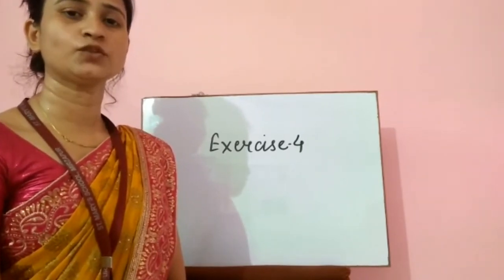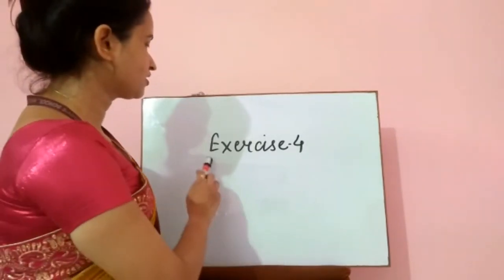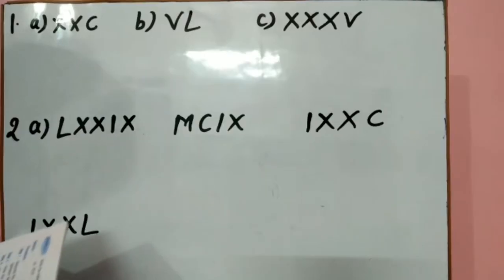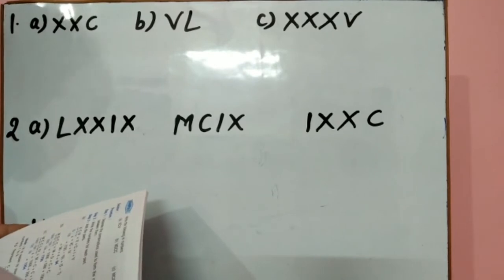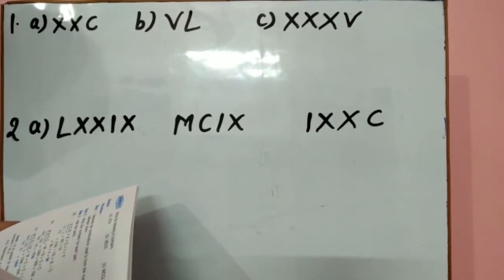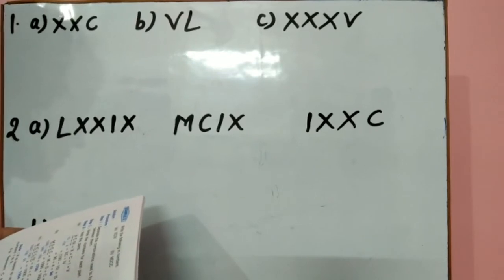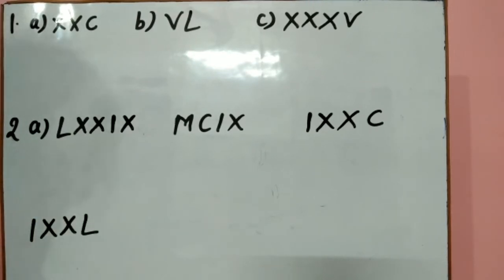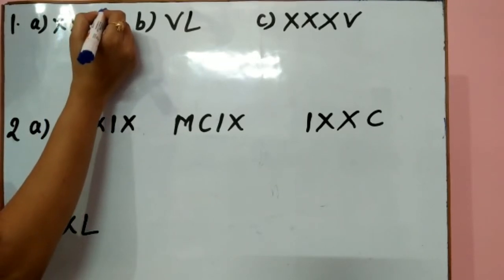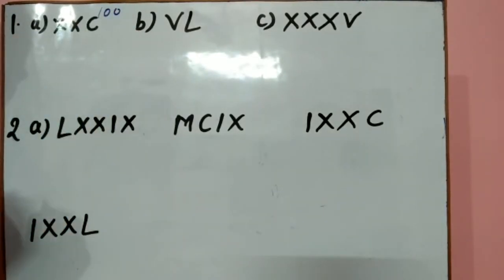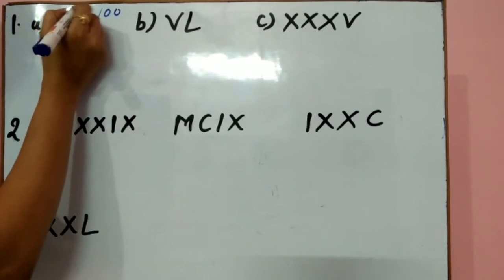Today I will teach you the exercise of chapter 4. Exercise 4, question number 1. Which of the following are incorrect? A. The value of C is 100. The value of X is 10.